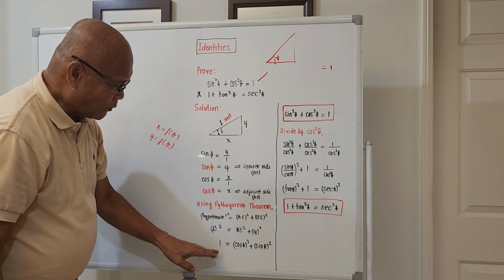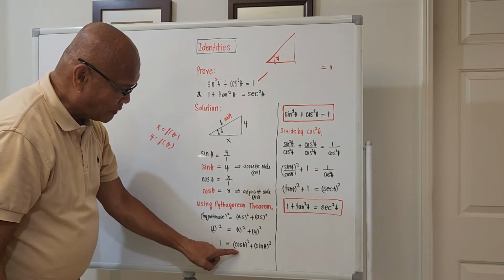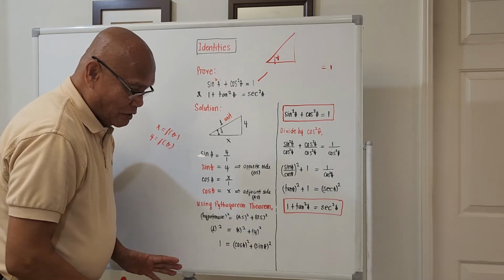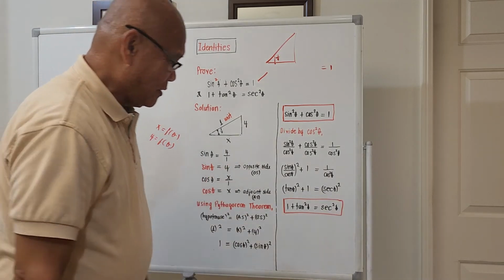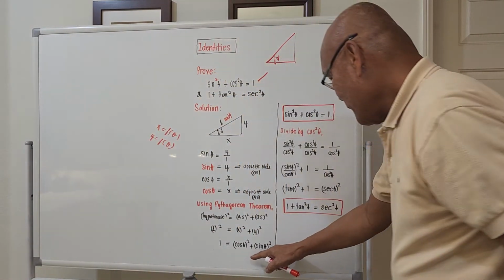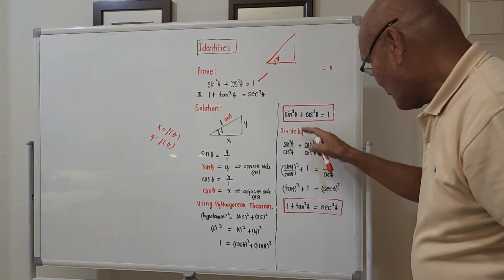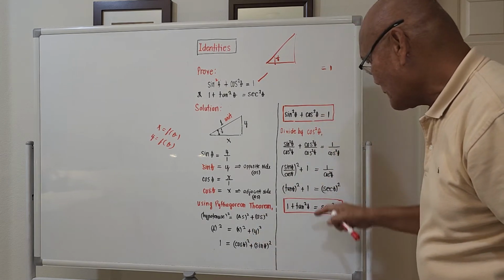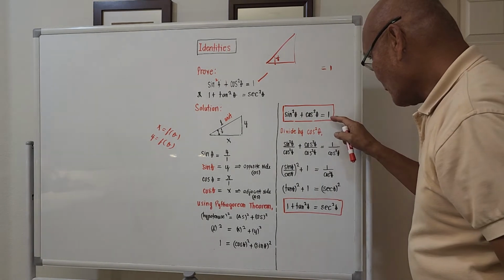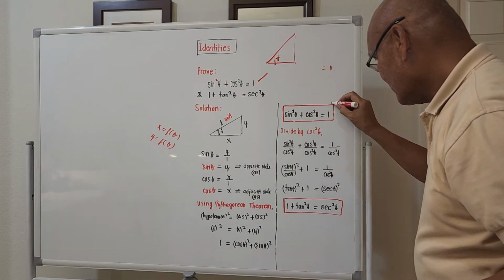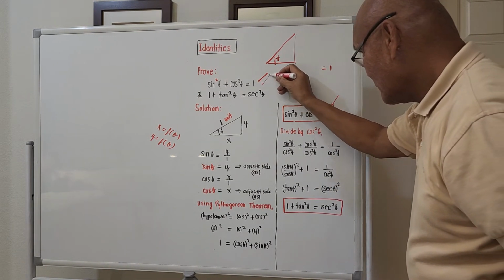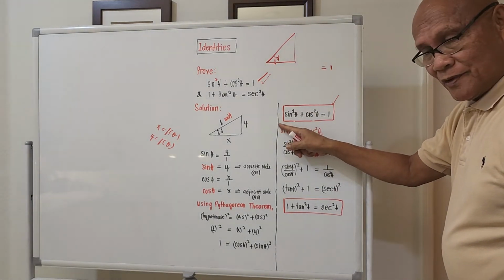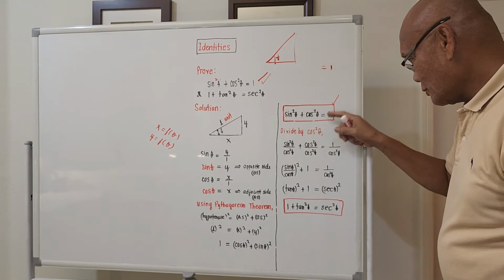So following this formula again, 1 should be equal to cosine of theta quantity squared plus sine of theta quantity squared. Squaring the right hand side and rearranging, sine of theta quantity squared is actually sine squared of theta. Cosine of theta quantity squared is cosine squared of theta. I just rearrange and they should be equal to 1. That's it. So we have proven that sine squared of theta plus cosine squared of theta equals 1.